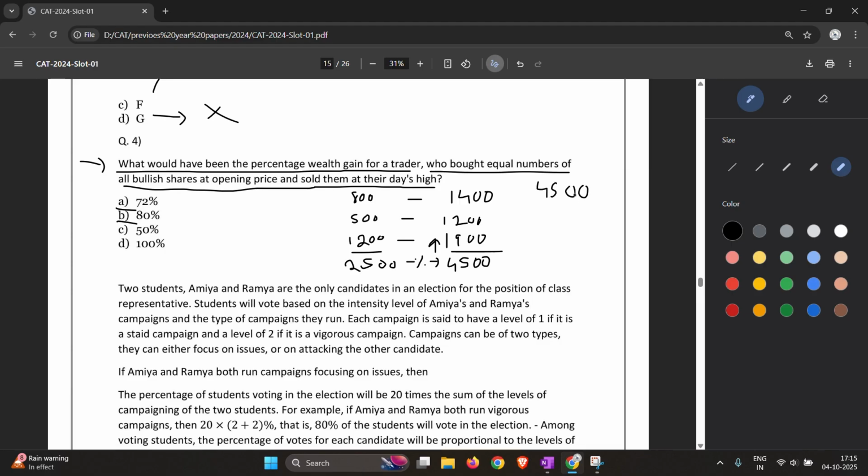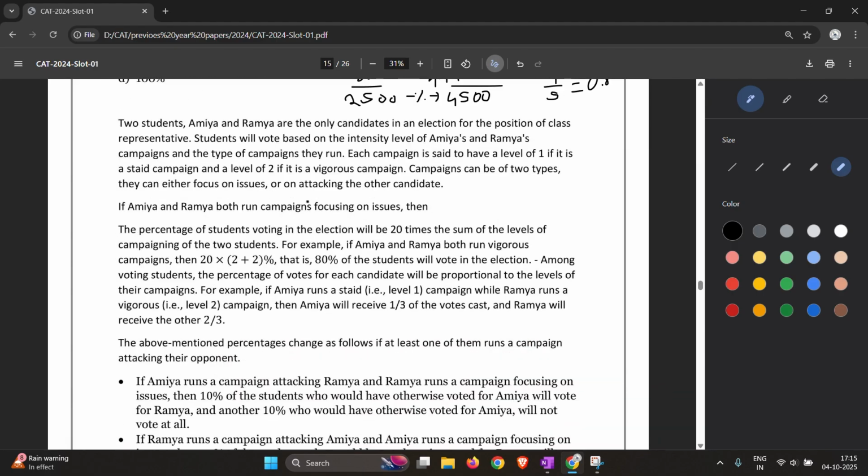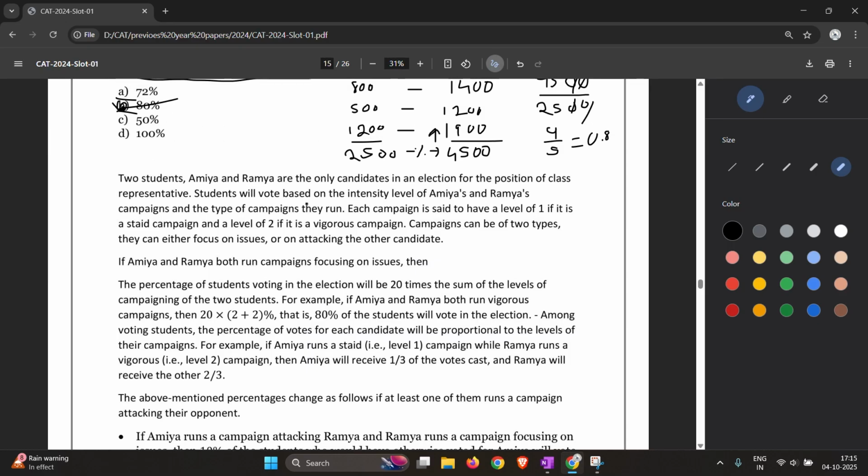So 4,500 divided by 2,500, cut. So this gets us 9 by 5, which is exactly 0.8. So 80% wealth gain. So B is the answer. Let's move to the next question.